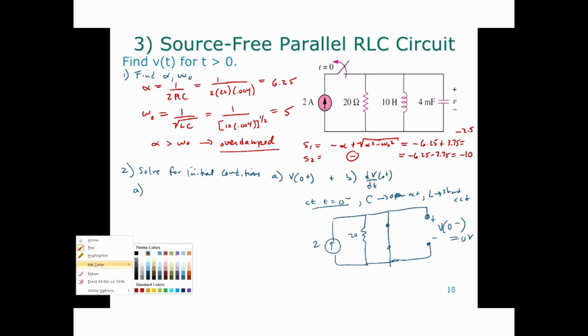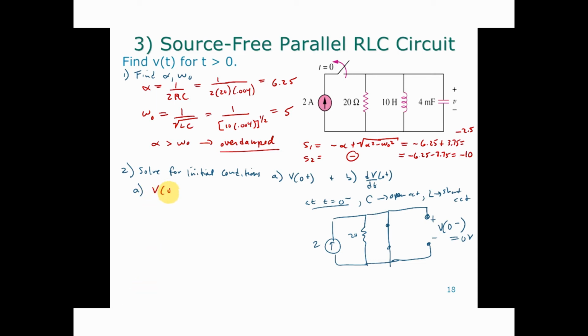And that's really nice because now we can say, okay, well then V of 0 plus, because it's a capacitor, you can't have a step in the voltage across the capacitor. So by default, V of 0 plus is going to be the same as V of 0 minus, which is going to be 0 volts. Okay, and that's because of the capacitor there. Can't have a step across the capacitor voltage.